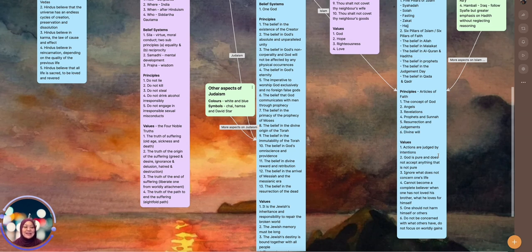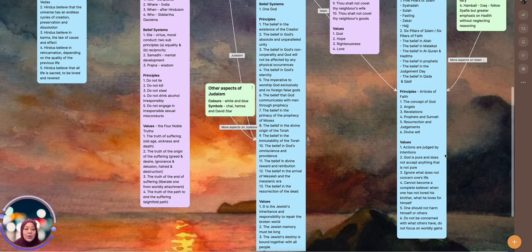Values in Islam. We have 6 altogether. So we have number 1, actions are judged by intentions. Number 2, God is pure and does not accept anything that is not pure. Number 3, ignore what does not concern your life. Number 4, you cannot become a complete person or a complete believer when you do not love your brother as much as how you love yourself. Okay, so that's number 4.